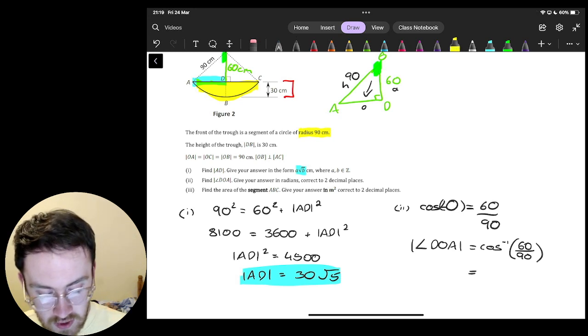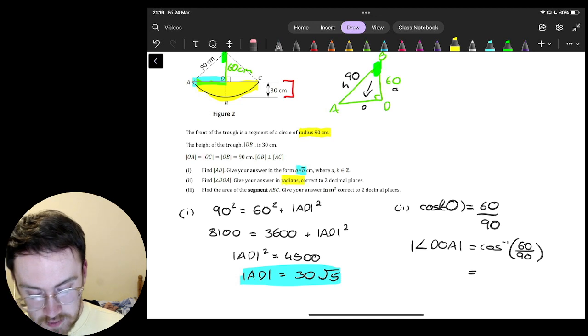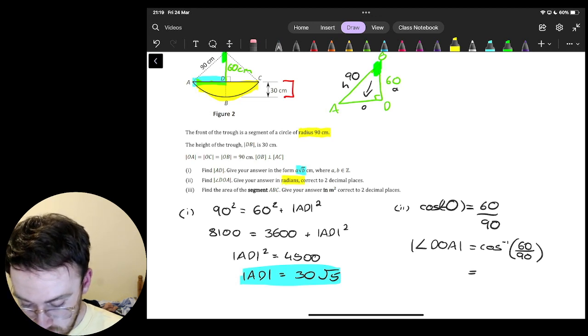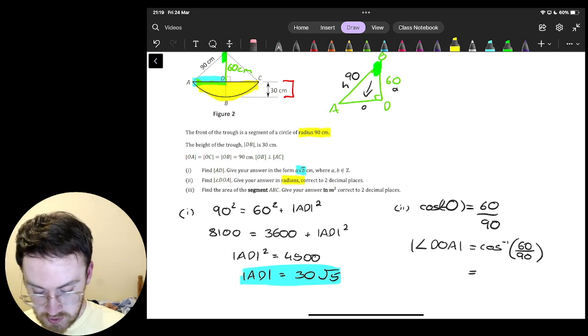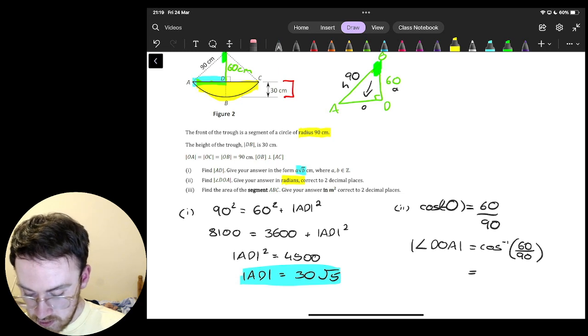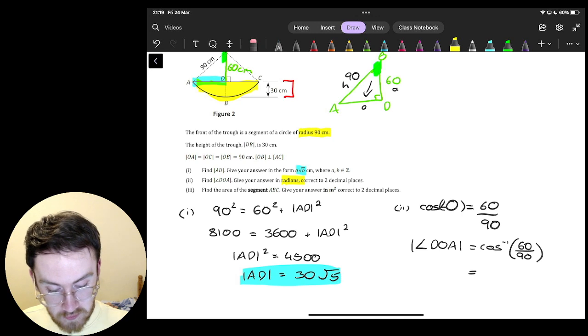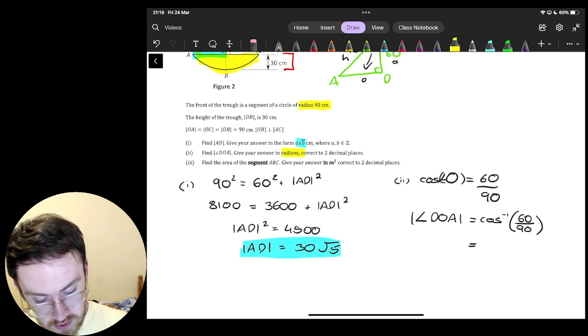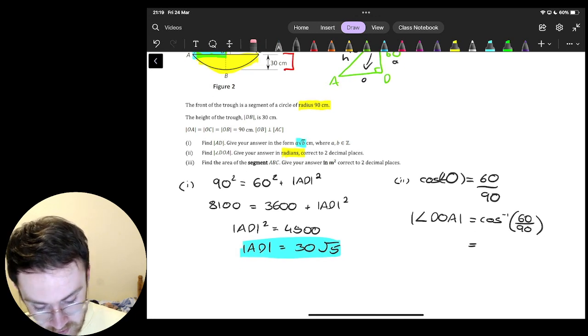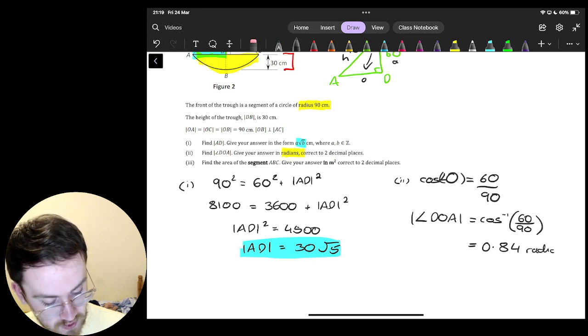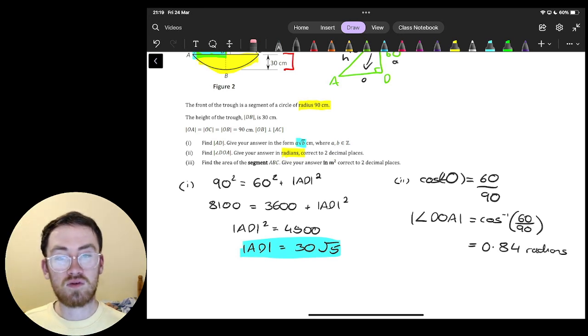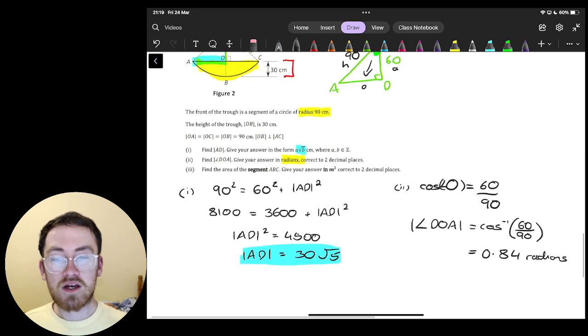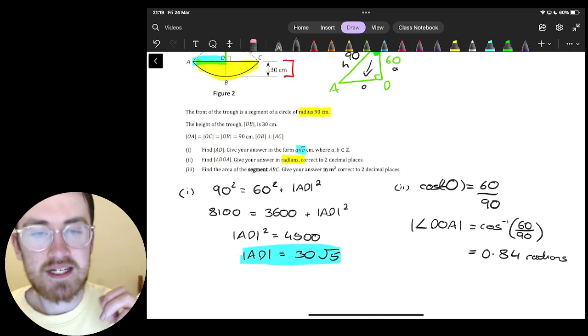And we're asked to give our answer in radians, so we need to make sure that our calculator is set to radians before we work it out in our calculator. And working that out, we get a value of, corrected to 2 decimal places, 0.84 radians. The last part now is asking us to find the area of the segment ABC.